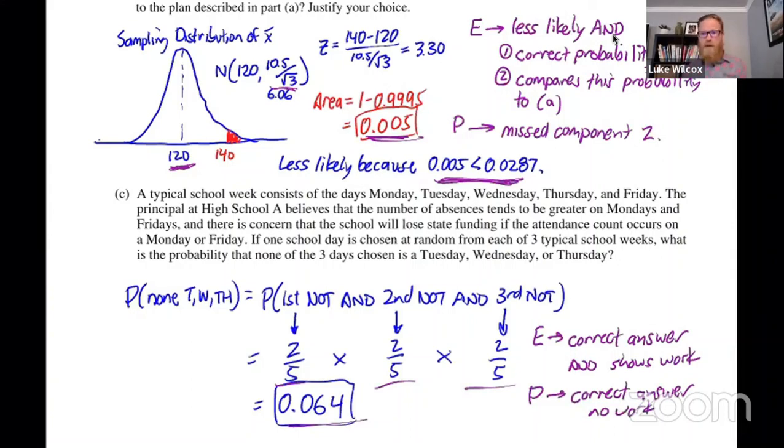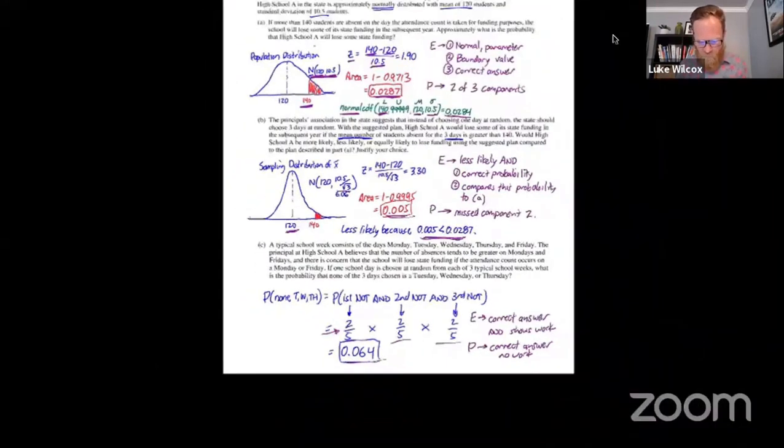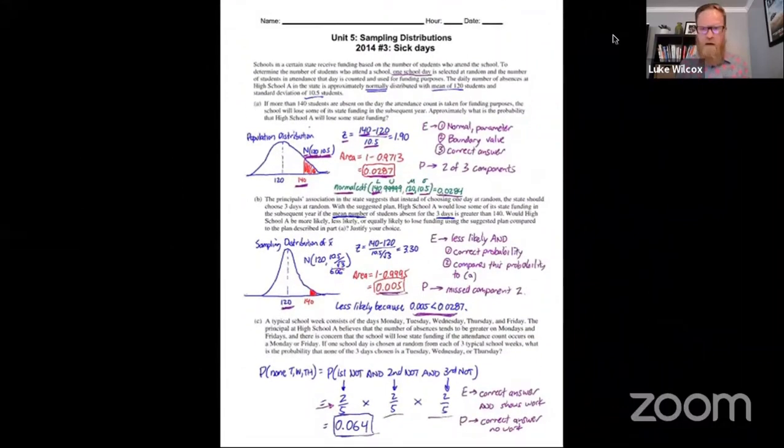There is one other way you could get a partial credit. If you use the multiplication rule like we did here, but maybe you had the wrong probability there, at least you understood that you were supposed to use the multiplication rule here, and you could still earn a partial credit on that one.